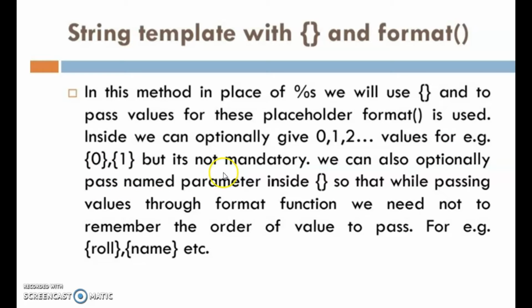But it's not mandatory. We can also optionally pass named parameters inside these braces so that while passing values through the format function, we need not remember the order of values to pass. That is, no need to give the numbers 0, 1. Instead of using 0, 1, you can write roll number, name, etc. Then you can choose any order.